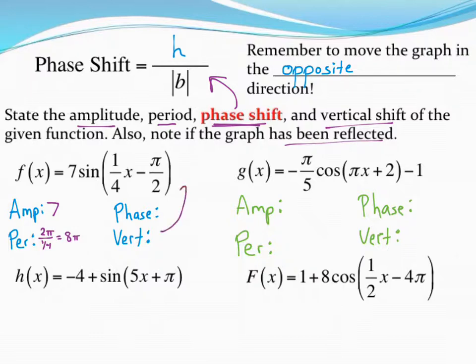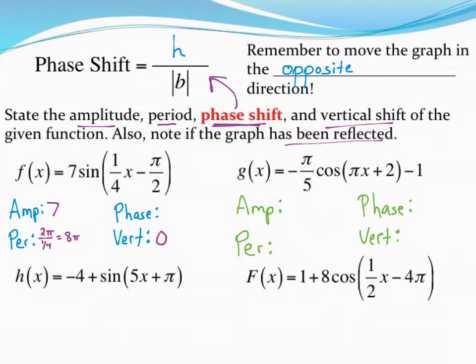Vertical shift is your k value, your number being added or subtracted to or from the function. In this case, there isn't anything being added or subtracted at the end, so my vertical shift is 0. The midline's not been moved. And then finally, my phase shift is going to depend on what the h value is. Well, a couple things about that.